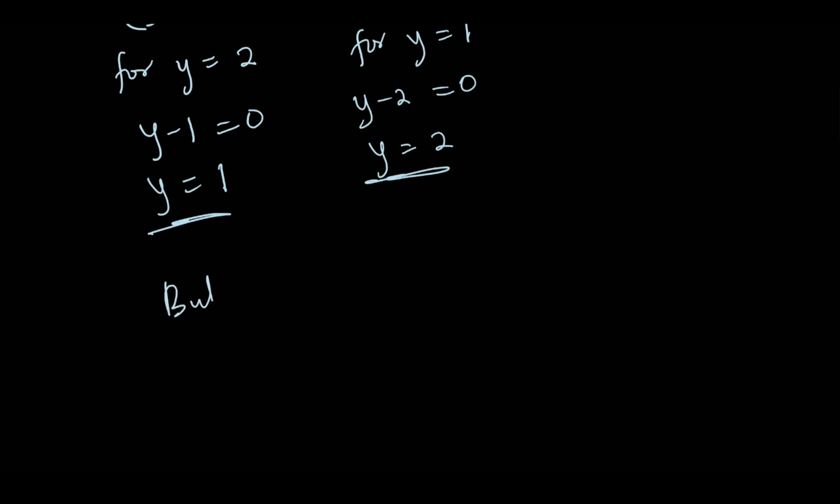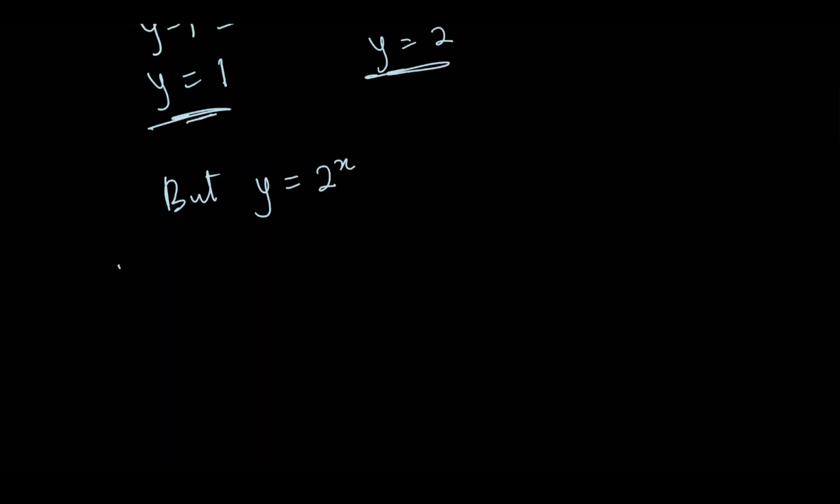So y equals 2 to the power x. So for y equals 1, we know 2 to the power x must be equal to 1. And then for y equals 2, 2 to the power x should be equal to 2. So now we can find the values for x. Before we can equate the exponents, the bases must be the same. So for the base to be the same, we have to convert this to the base of 2.